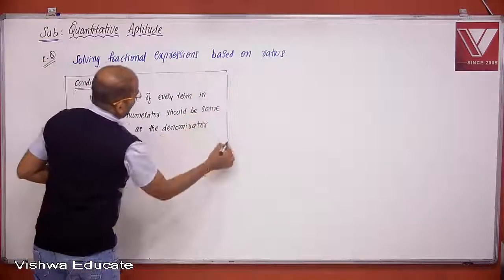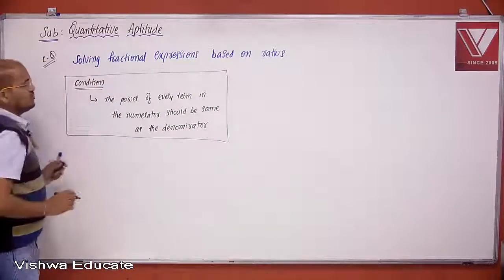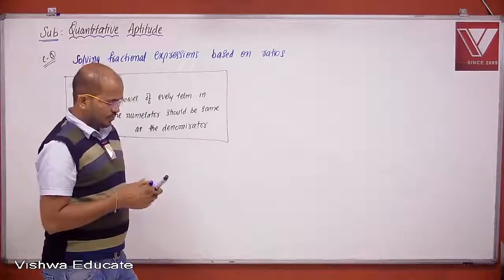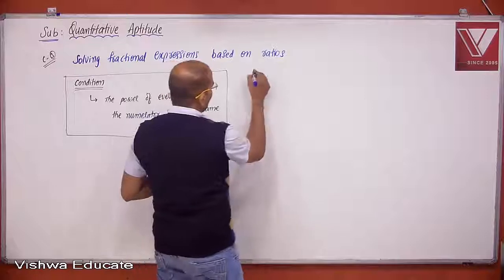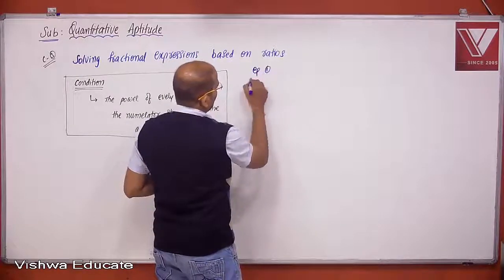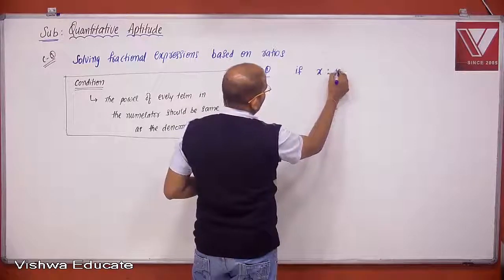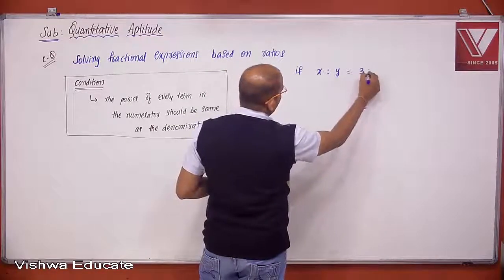If we are happy with this, if the condition is true, then it is a one-second answer. Now what do you mean by that? Example 1: x is to y is 3 is to 2.